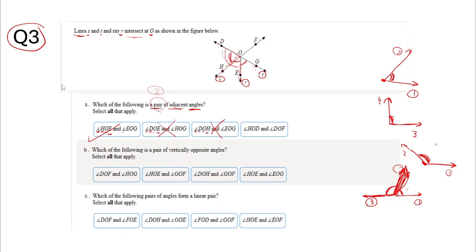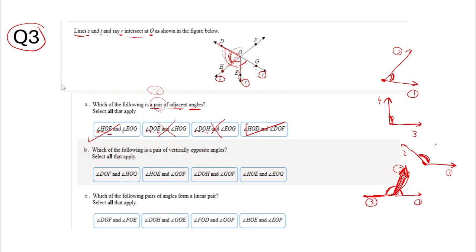Okay, HOD. This is HOD and DOF. HOD and DOF, they have a common ray. That means these two angles are adjacent angles. So this is the correct answer.